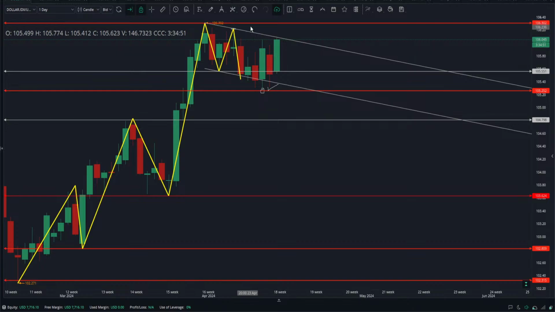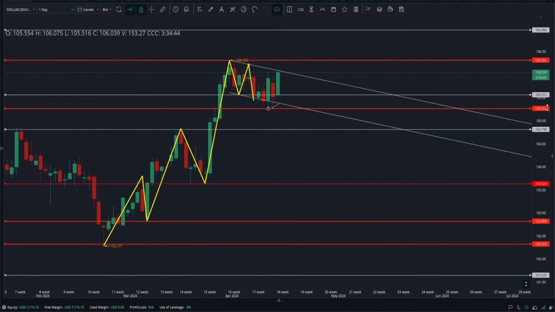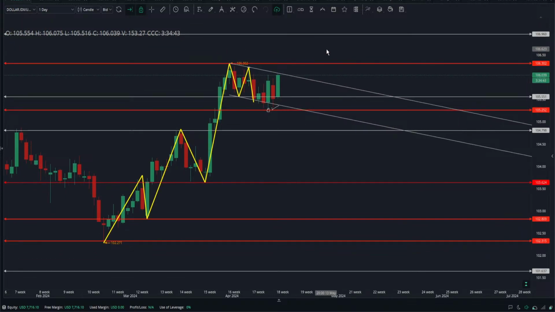Now when that is taken out, 106.30 will be exposed, and even when that is taken out, then the next level, that is 106.96, will be exposed. That's why till the time 106.30 is not taken out, this 106.96 will not be exposed. So you have to keep 106.30 and 105.25 on your charts.